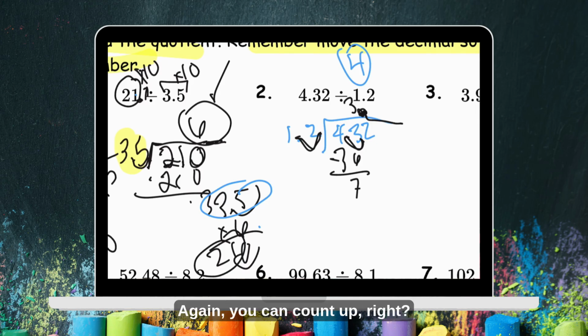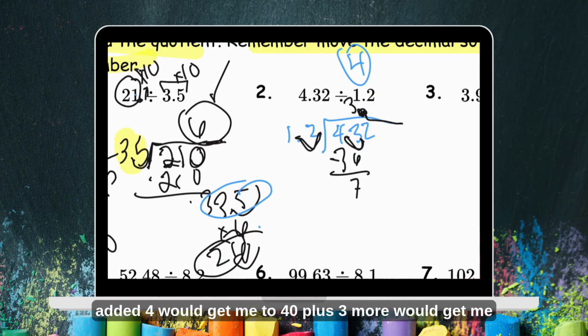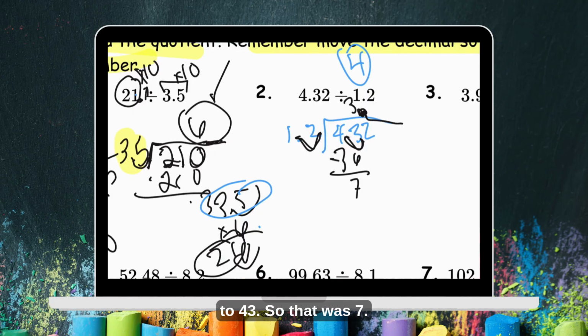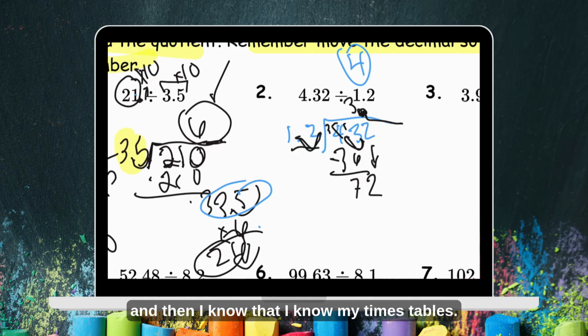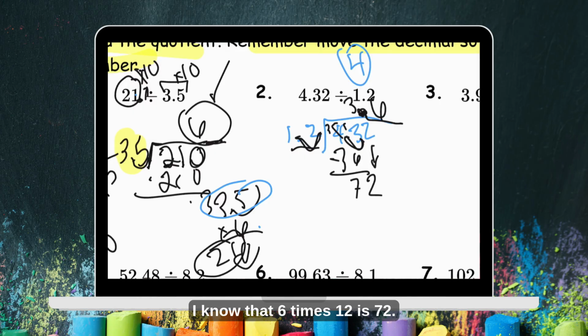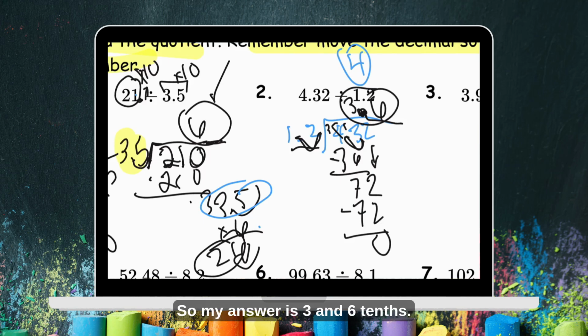Again, you can count up, right? So I counted up 36. I added 4 would get me to 40, plus 3 more would get me to 43. So that was 7. Okay, or you can borrow, right? That's 3. 13 minus 6 is 7. Okay, so I have 7 left over, and I know that 12 can't fit into 7, so I drop in my 2. Okay, and then I know my times tables. I know that 6 times 12 is 72. Exactly. How nice. So my answer is 3 6/10.